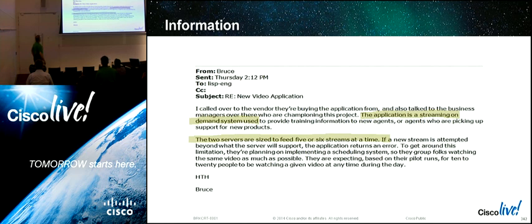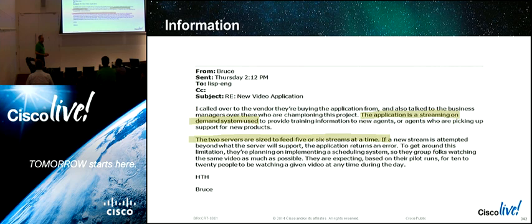Let me level set you. I called the vendor, and I talked to the business managers. The application is a streaming on-demand system to provide training to the agents who are picking up. There are 2 servers sized to feed 5 or 6 streams. If a new stream is attempted beyond what the server supports, they get an error. So it has some rate limiting or some admission control. To get around this limitation, they're planning on using a scheduling system so folks watch them in groups. Based on their pilot runs, they're expecting 10 to 20 people will watch a video at any given time.